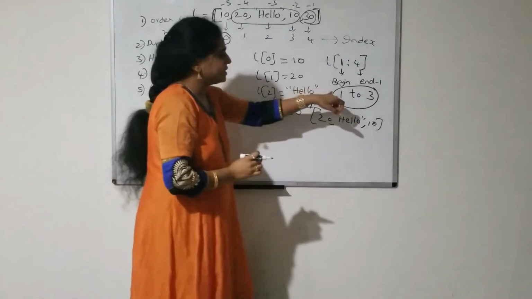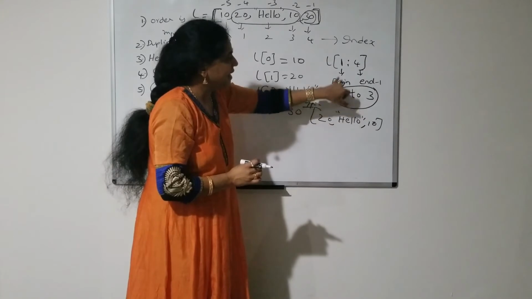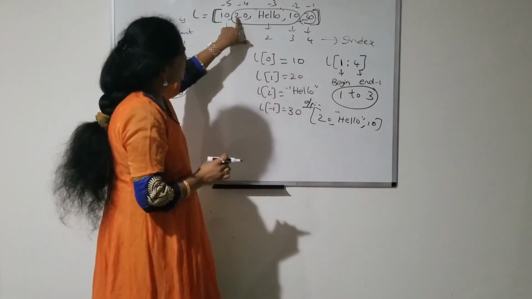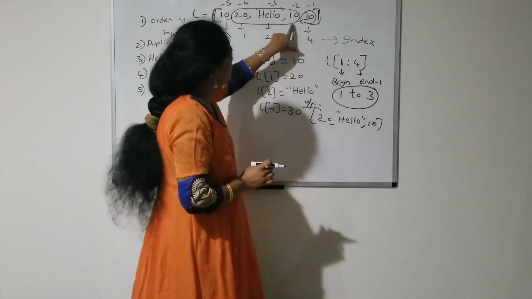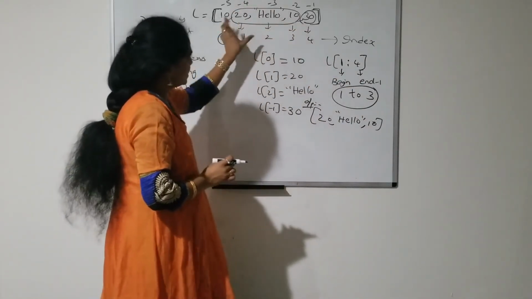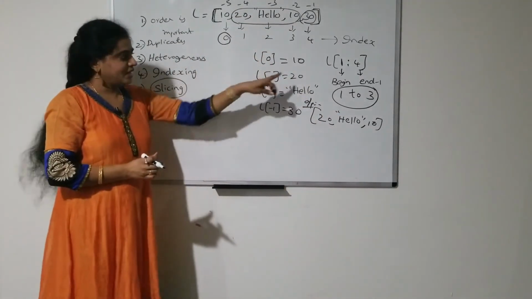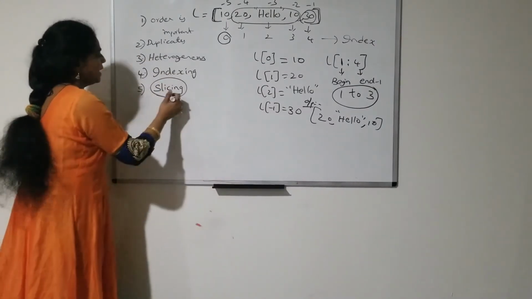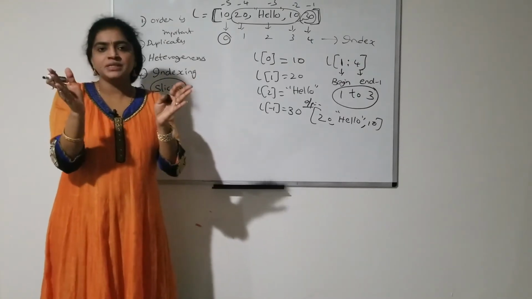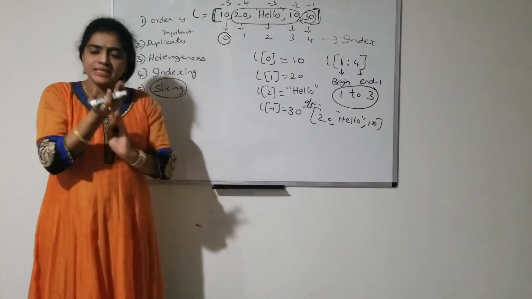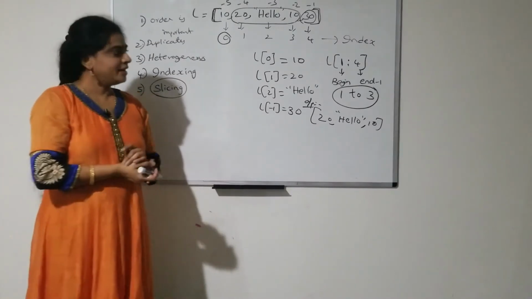So here 1 represents the begin index value, that means index value 1. From here you start, and with 4 you can access up to index value 3. So this part of the list will be displayed by the slicing operation. That means slicing is allowed in the list. If you want to access only some elements or objects of the list, you can use the slicing operation.